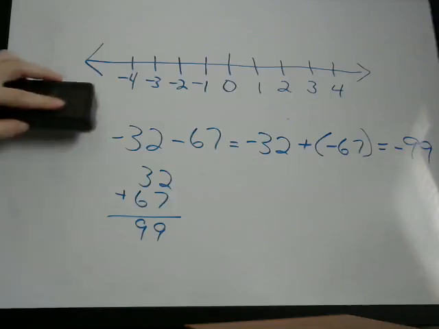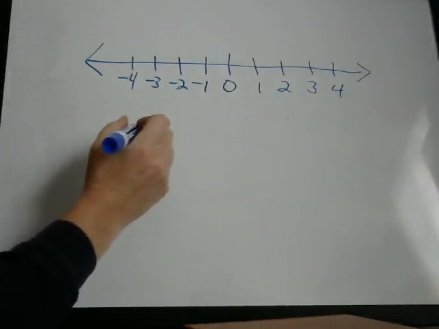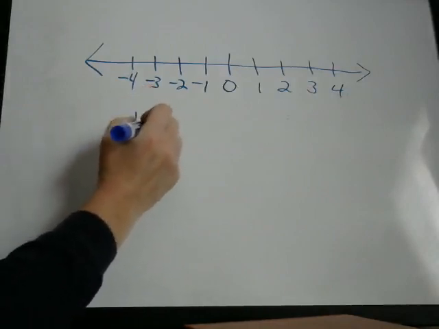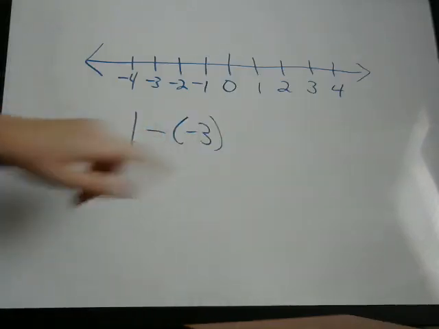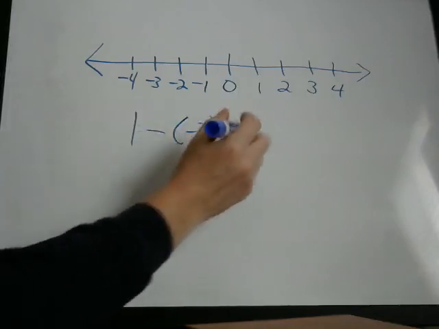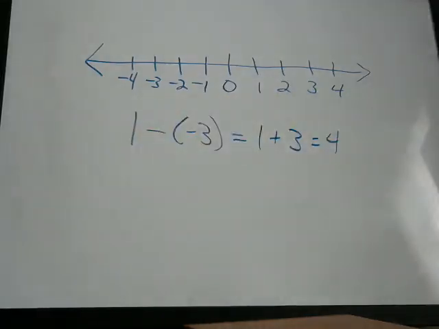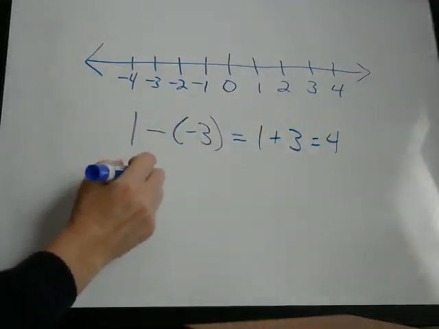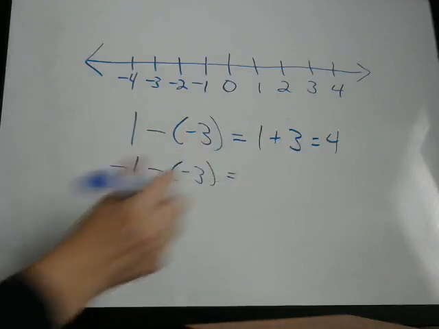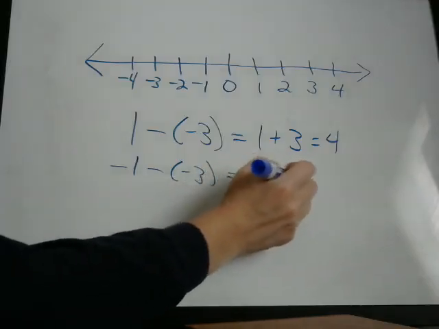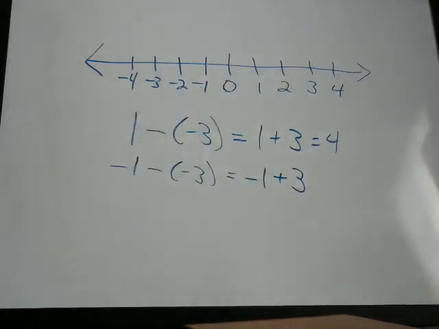Now, one last thing that I want to tell you is if you are subtracting a negative number, you're going to add. So 1 minus negative 3. You may have heard of two negatives make a positive. So 1 minus negative 3 is the same thing as 1 plus 3, which obviously we know is 4. Let's say we had negative 1 minus negative 3. Anytime you have two negatives, you're going to make it a positive. So here we're going to have negative 1 plus 3. So we start at negative 1, 1, 2, 3. So we know the answer is going to be 2.